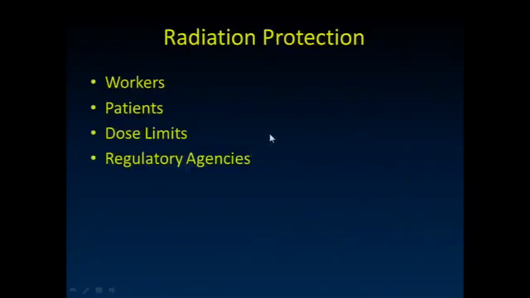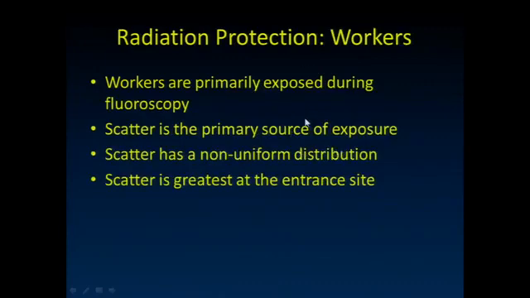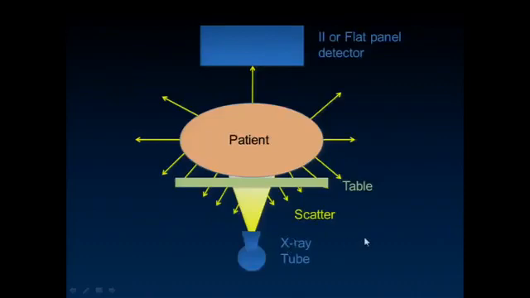So in terms of radiation protection, I'm going to let you guys handle looking at those different numbers and making sure you memorize them, but realize there are regulations for workers and patients in terms of dose limits from some of those regulatory agencies. In terms of workers, we're primarily exposed during fluoroscopy, and scatter is the primary source of exposure for us. And remember that scatter has a very non-uniform distribution, and scatter's greatest at the skin entrance site. And for this reason, in most of our fluoroscopic procedures, we want the X-ray tube underneath the patient, so that all this scatter that occurs is heading down towards our feet, relatively radiation insensitive tissues of the body.